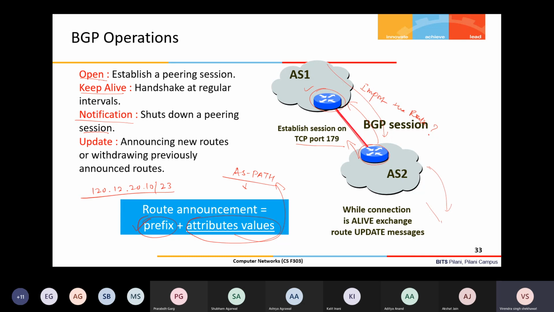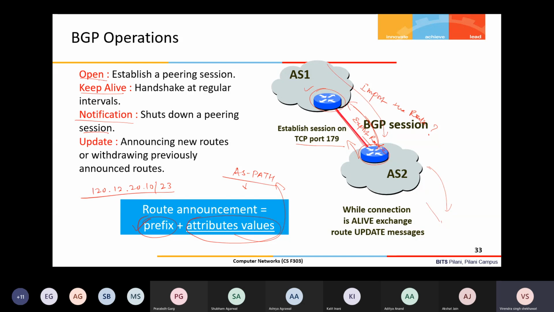That's why in BGP we say there are two things. One is that AS2 is exporting a route, and AS1 is importing it. Export a route.